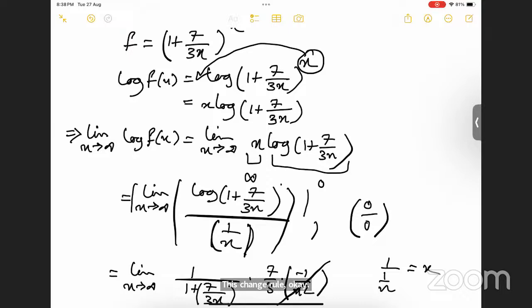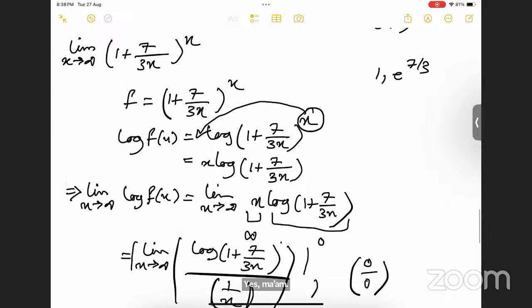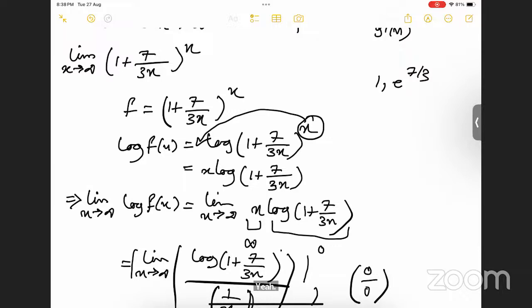All of you know about the chain rule, right? It was part of your 12th syllabus. Yes, ma'am. So we did nothing new. All of these concepts you already know.